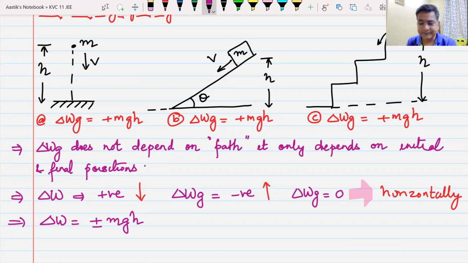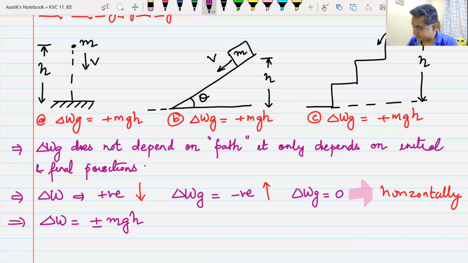What is h here? H is the height through which the body has moved. If the body has moved up, work done by gravity is negative. If the body is moved down a height h, the work done by gravity is plus mgh. It does not depend on path. If the body is moved horizontally, work done by gravity will always be zero. Gravity only does work when the body is moving up or down, and it does not depend on path.